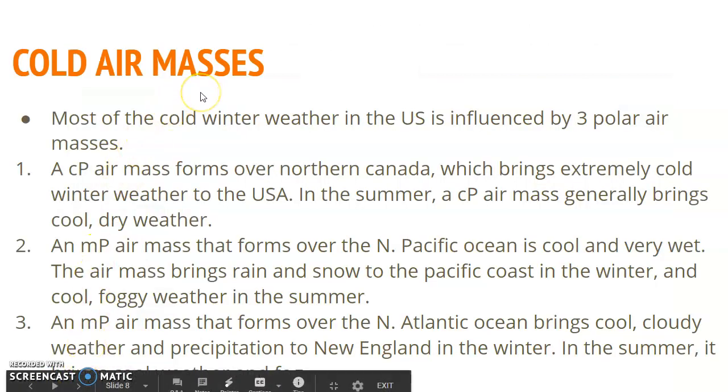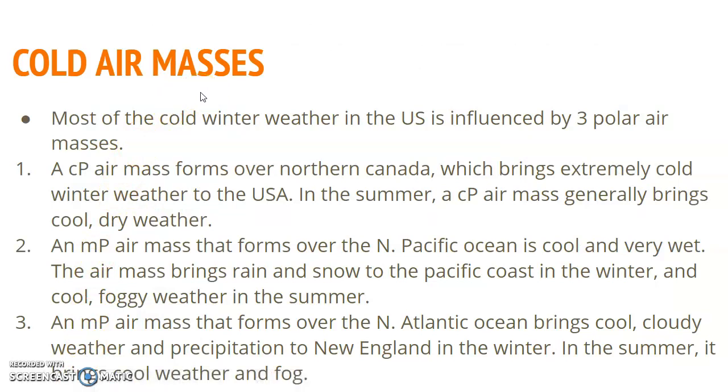Now, let's look at cold air masses. In America, or in the US, the cold weather is mostly influenced by three polar air masses. A cP, which means a continental polar air mass, forms over northern Canada, and that brings the cold winter weather to America. And in the summer, the cP, or the continental polar air mass, generally brings cool and dry weather.